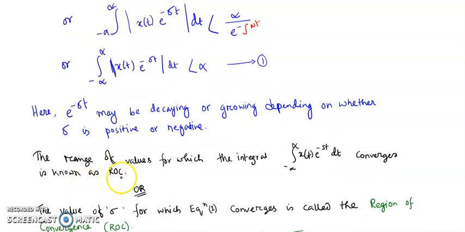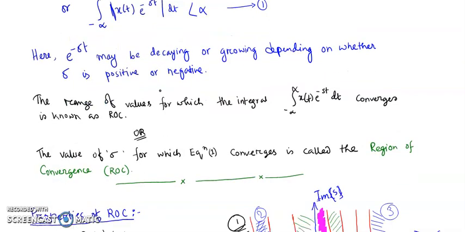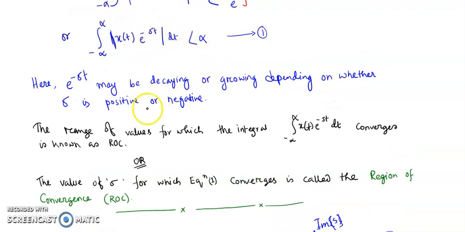Those values of the integration from minus infinity to infinity of x(t) e^(-st) dt for which the value is less than infinity will give the convergence, and the range of those values is known as the region of convergence. Or indirectly, in this integration, if we put s equal to sigma plus jω, then we ultimately get this equation 1, and from equation 1 we can also say that the value of sigma for which equation 1 converges is the region of convergence for the Laplace transform of x(t).